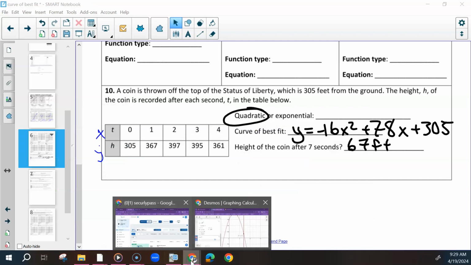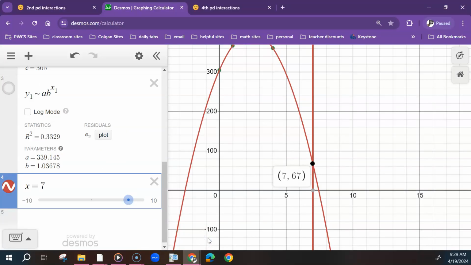Do you have to do the plus for this one? Plus 4. Good. Actually, that's fine.